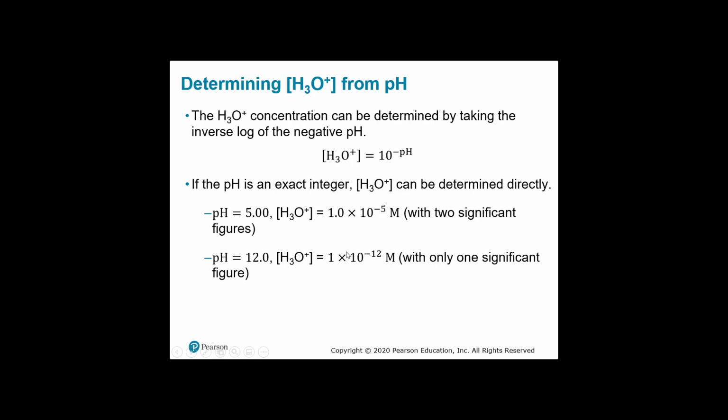Now here's a little easy shortcut. If you have an exact integer, then that is what the hydronium concentration is. See the number here? Plug that number in, and that tells you what it is. Now in this case, this is 1 sig fig, so that's where you see 1. This is 2, and that equals 2.